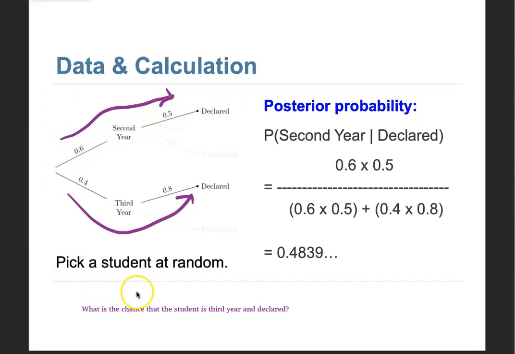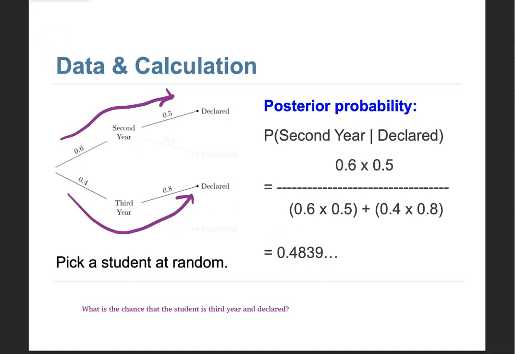But the whole population of declared major students is what? That's why we need to add this part and the third year part. For the third year students, you have 40% times 80%, they declare the major. So we add together, that's our denominator. Then here is our numerator for the second year. After you calculate, you will see that's about 48%. That's the same as what we did earlier in our demo file.